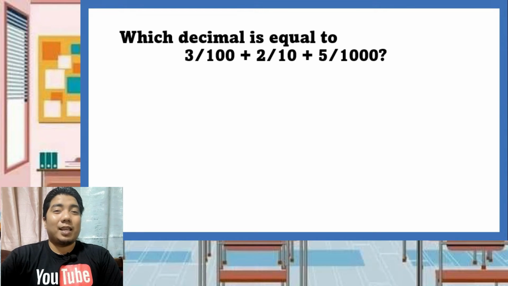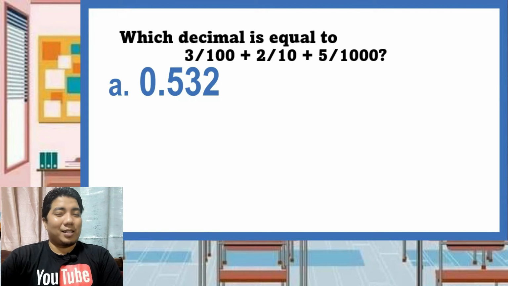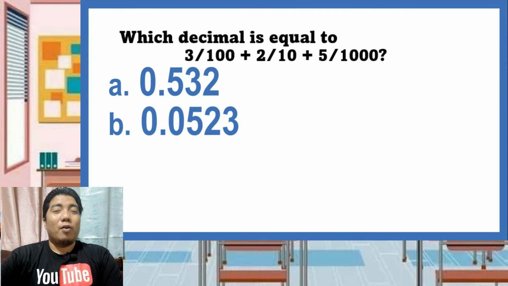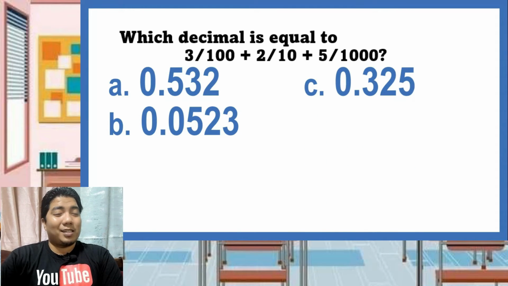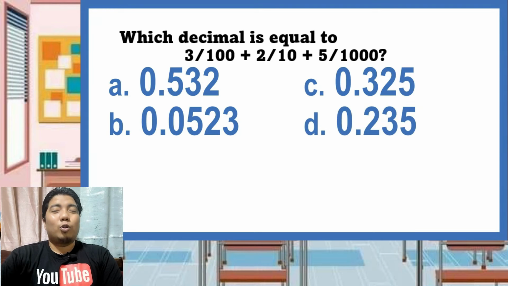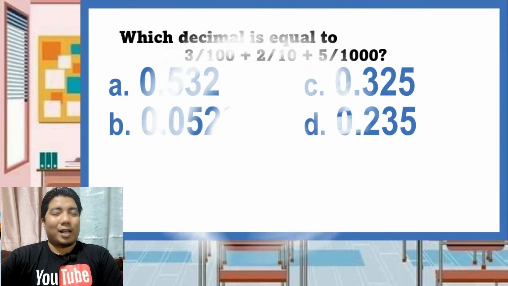Which decimal is equal to 3 over 100 plus 2 over 10 plus 5 over 1,000? Is it A, 532 thousandths, B, 523 ten-thousandths, or letter C, 325 thousandths, or letter D, 235 thousandths?